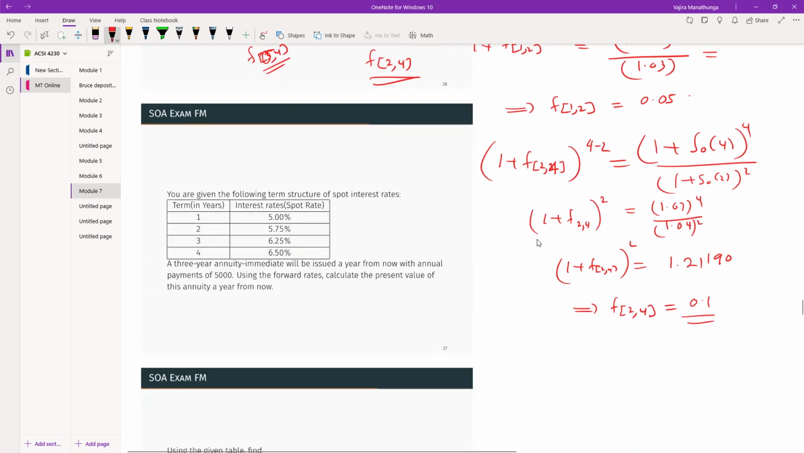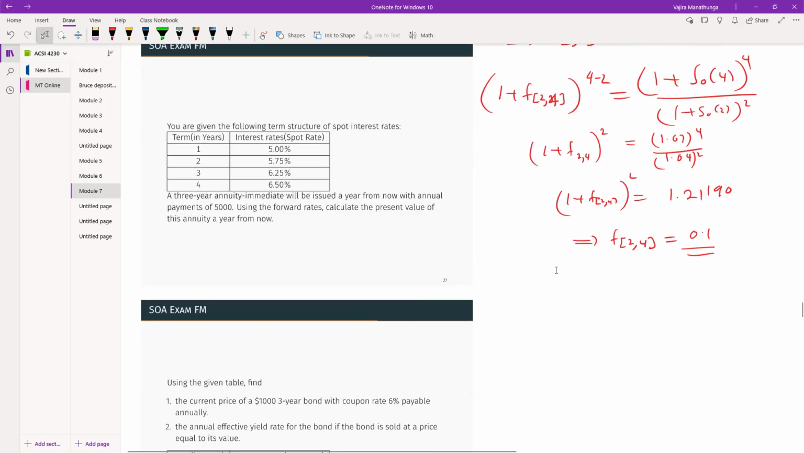Okay, so here's a question. You are given the following term structure of spot interest rates. Term in years: 1, 2, 3, 4. Interest rate: 5, 5.75, 6.25, 6.5. A 3-year annuity immediate will be issued a year from now with an annual payment of 5,000. Use the forward rates to calculate the present value of this annuity a year from now.